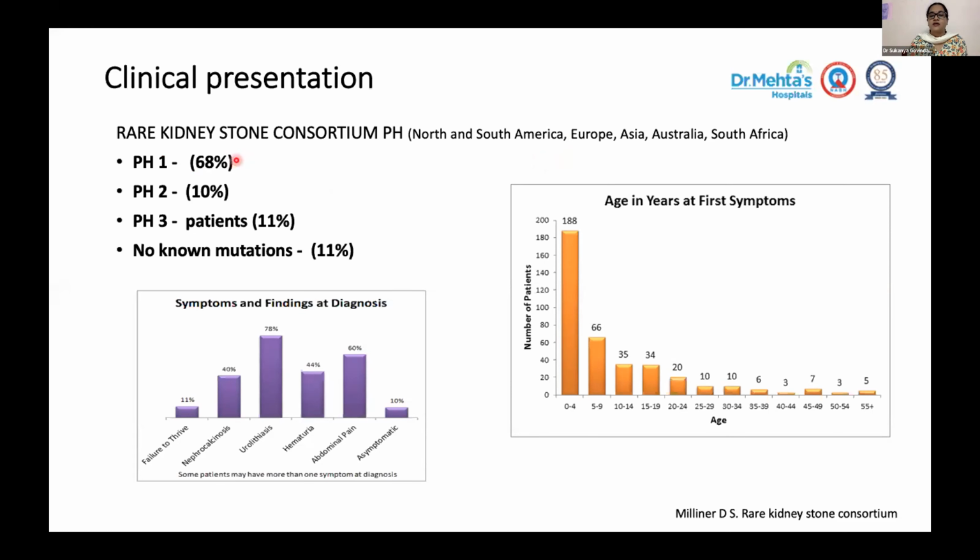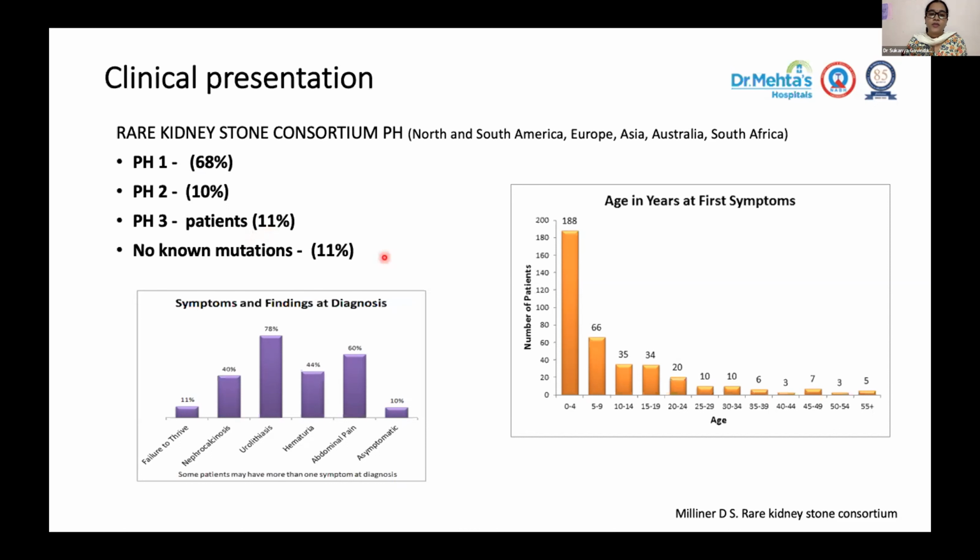From this consortium, we know that PH1, primary hyperoxaluria type 1, remains the predominant diagnosed variety of this condition, at almost 68%. Previous registry data put it at 80%, but PH2 and PH3 are slowly being more and more recognized. PH2 is 10% and PH3 almost 11%. So PH3 seems to be the second most common variety.